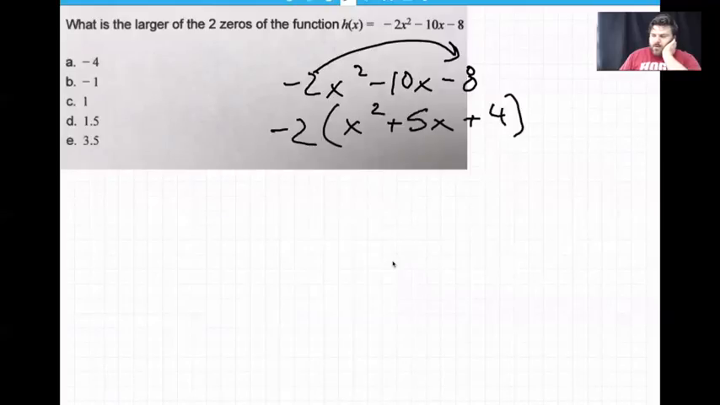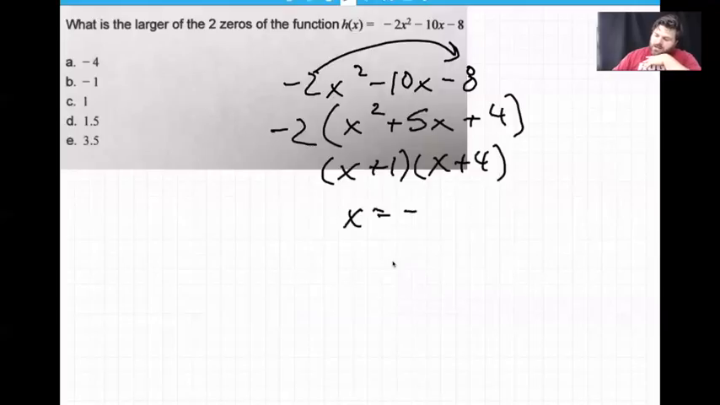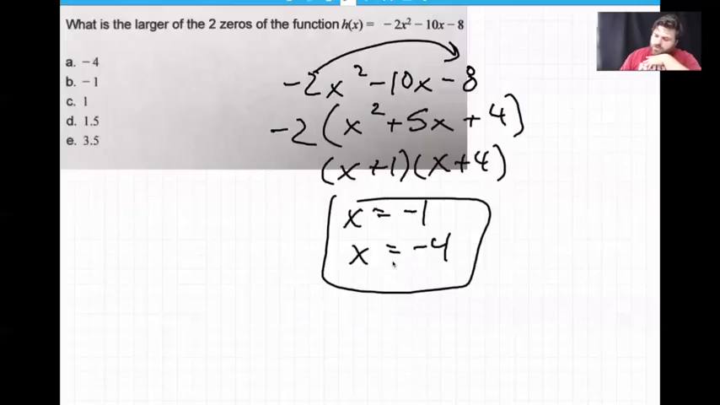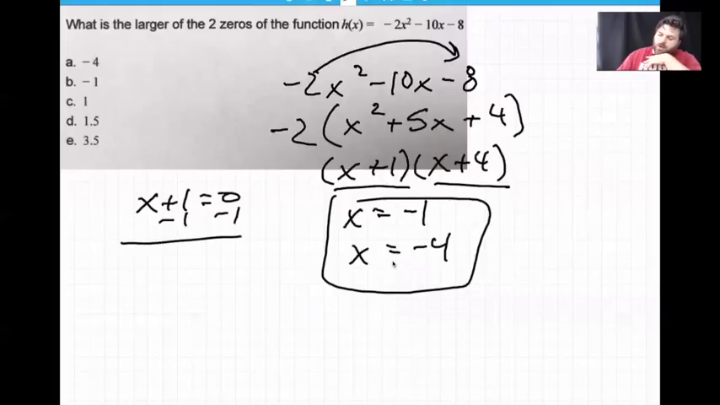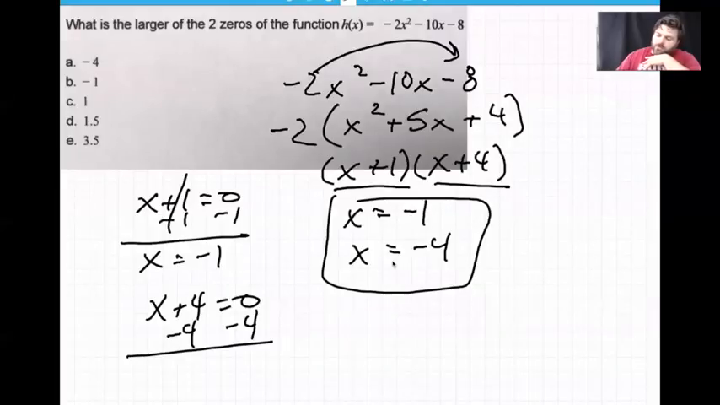Okay? All right, so x plus 1 times x plus 4. We get that x is equal to negative 1 and x is equal to negative 4. Those are my two zeros, my two solutions. Right? Don't forget, I'm just setting each factor equal to 0. And when I do that, I take away the 1, I get the negative 1. And when I do x plus 4 equals 0, if I subtract the 4 from both sides, I get x equals negative 4.